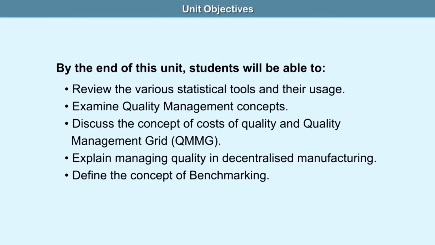The unit objectives are, by the end of this unit, students will be able to review the various statistical tools and their usage, examine quality management concepts, discuss the concept of costs of quality and quality management grid, explain managing quality in decentralized manufacturing, define the concept of benchmarking.